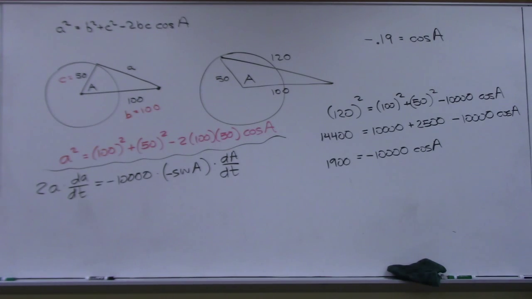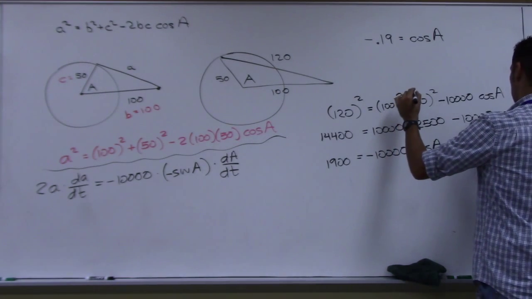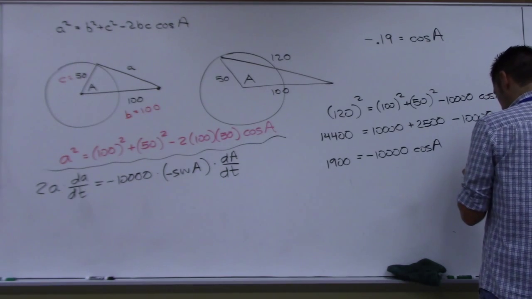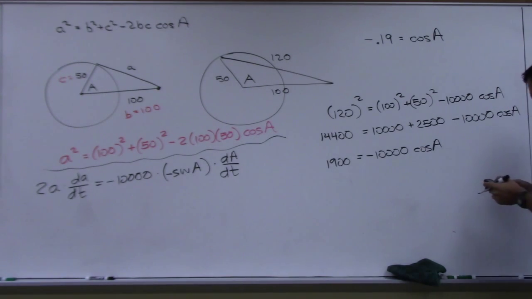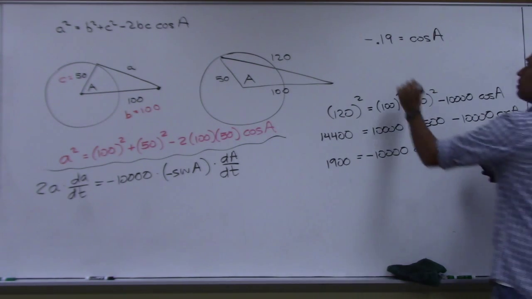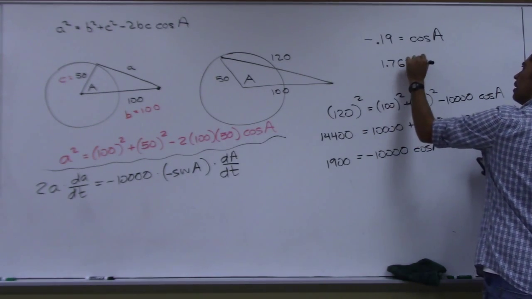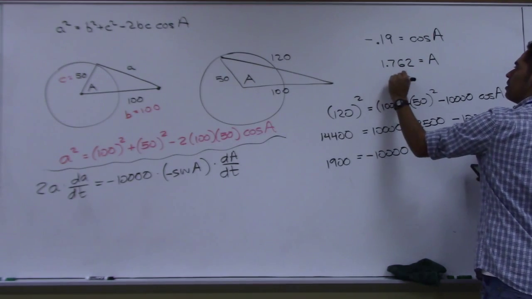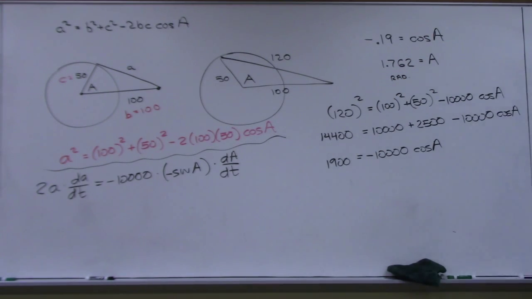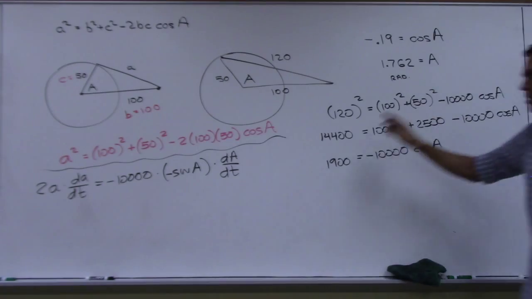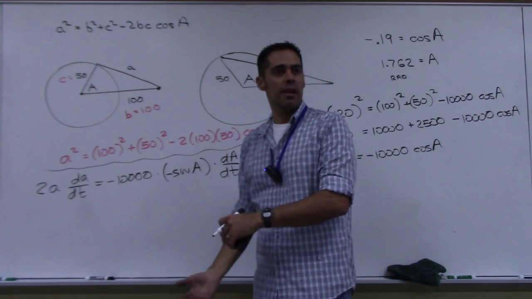I need to switch myself into radian mode. You have to do that also. So we get, did I do it? Hold on, I don't think I did it. Negative 0.19, and then arc cosine: 1.762 equals A. And that's radians, just FYI. So that's your angle. If you did it in degrees, you should be okay because you're going to plug it in here, take sine of it, and it's going to spit back a number again.